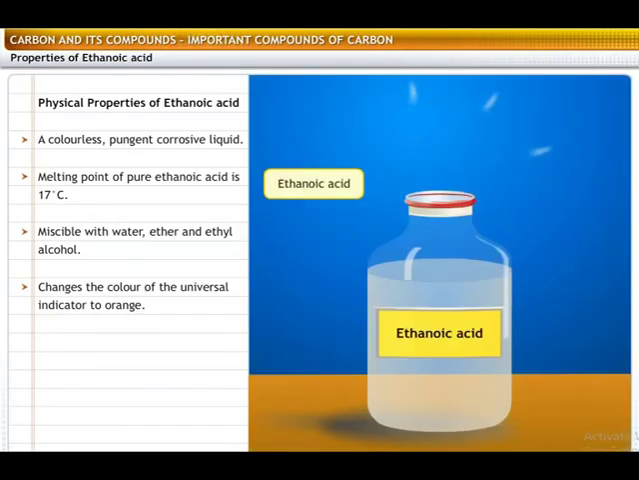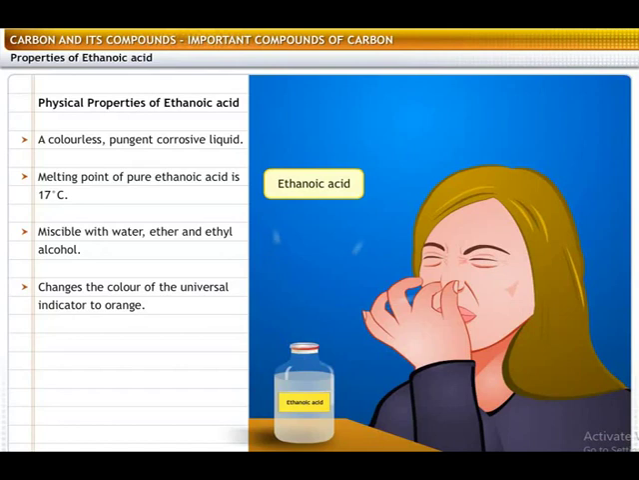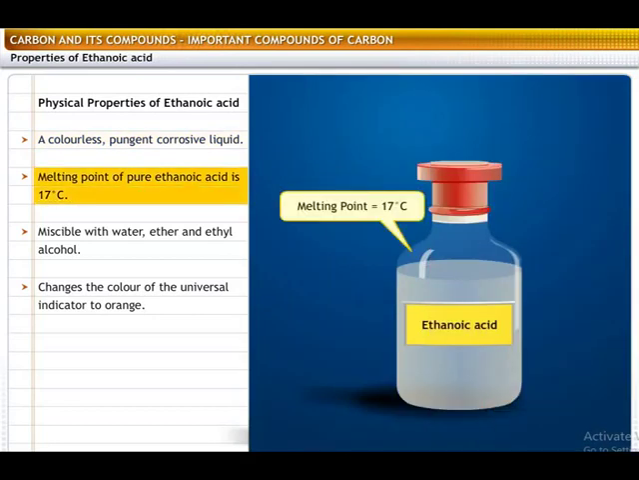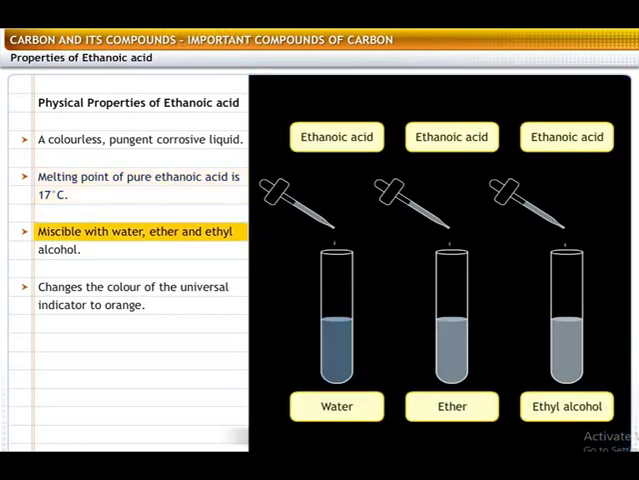Let's analyze some of the physical properties of ethanoic acid. It is a colorless corrosive liquid with a pungent odor. The melting point of pure ethanoic acid is 17 degrees centigrade. Therefore, it often freezes during the winter and is known as glacial acetic acid. It is miscible in all proportions with water, ether, and ethyl alcohol.